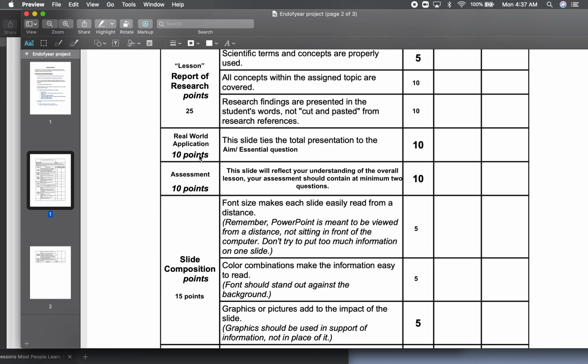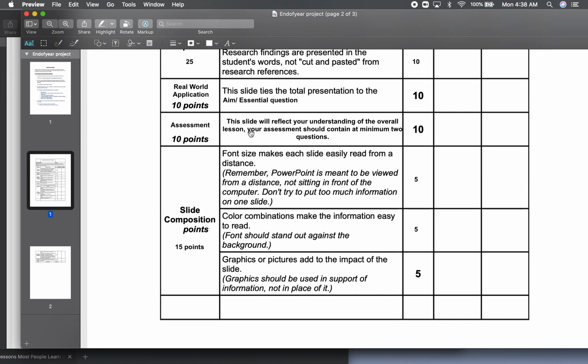This slide ties the total presentation to the aim or essential question, right? So whatever your essential question is or your aim, your real-world application needs to directly answer it or prove it, right or wrong. Last but not least, your assessment.